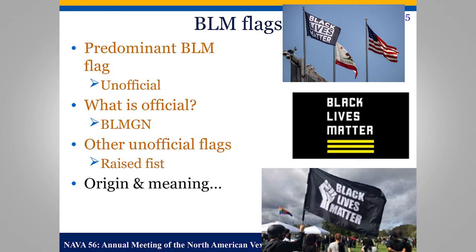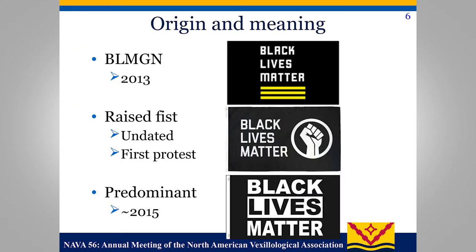But if we take away the rare ones, I want to present these three as the spectrum of deep and shallow, and then situate the predominant one along that spectrum. So, origin and meaning of all three. First of all, the Black Lives Matter Global Network flag. This starts with the movement in 2013. There are three founders. They have a website. And then this one, the raised fist flag, which doesn't have a designer, but was probably present at the first protest. And you can imagine why this is something that one would hand letter if it weren't already available. And then there's this one, which starts in 2015, after the movement's been around a couple of years.